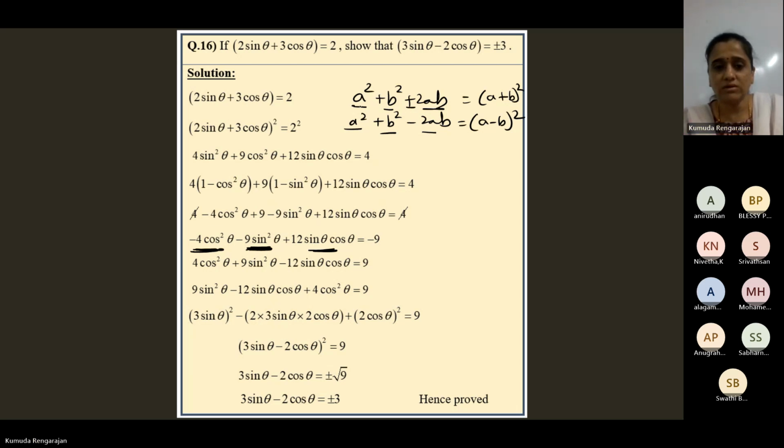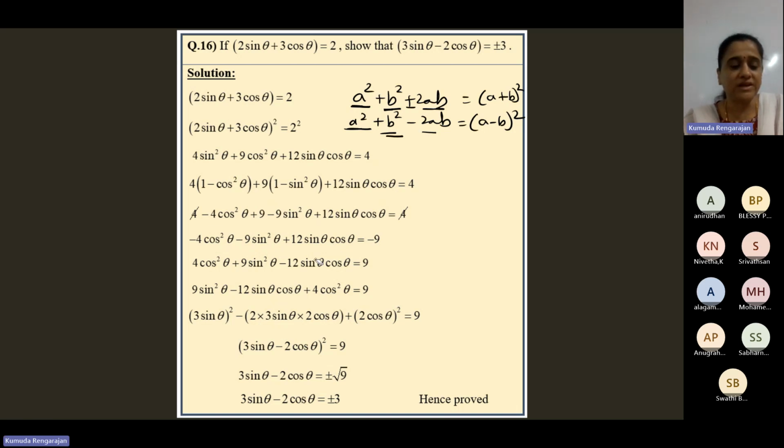But we are going to make use of one of these two identities, whichever will suit. And here we should have both a square and b square positive, but they're negative, right? So we change the signs. But if you transpose, like if you have 9 on the left hand side, automatically they'll become positive. I'll do it maybe.